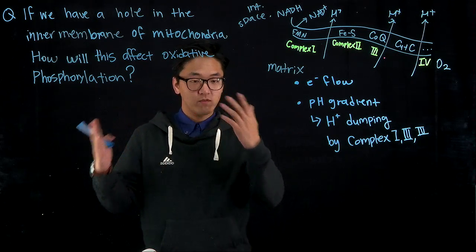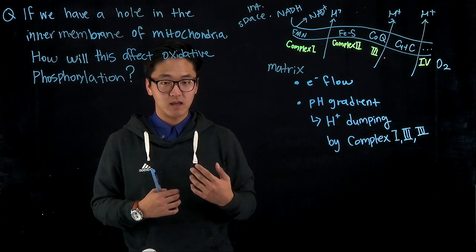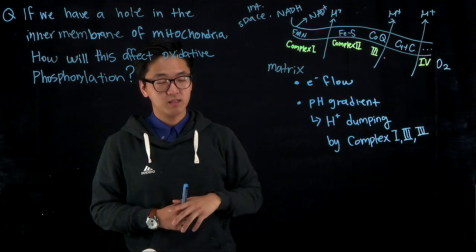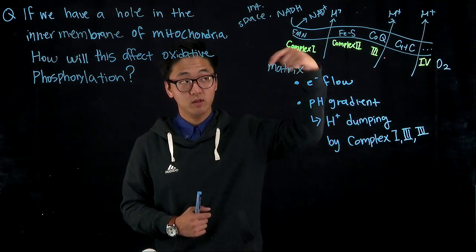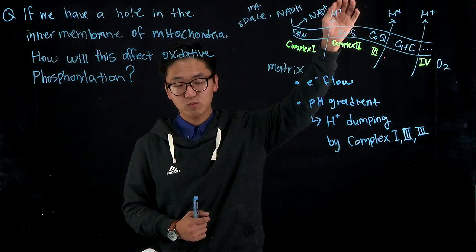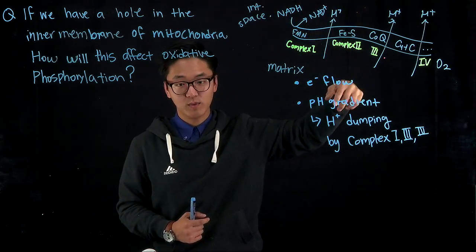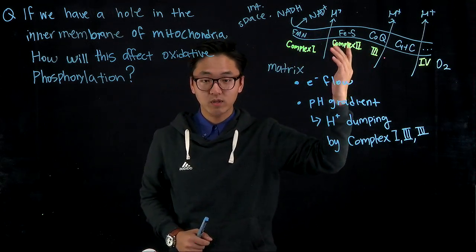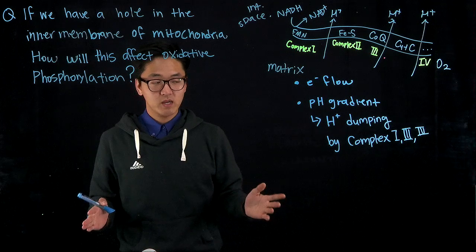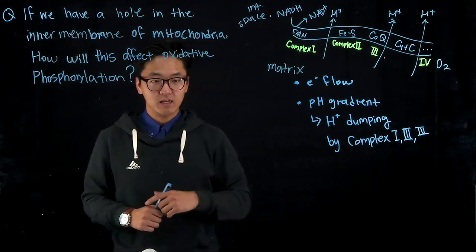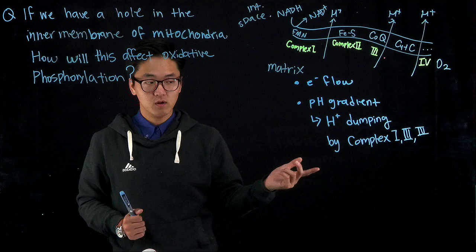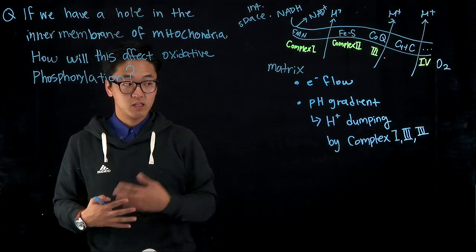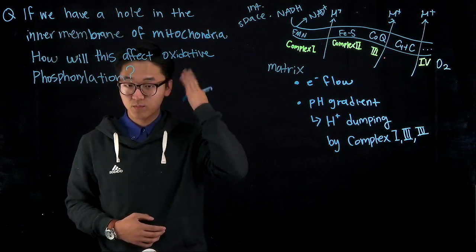So let's say that we have a hole, and that means we are actually destroying the pH gradient, because if we have a hole in our inner membrane, as we're dumping our protons, those dumped protons are going to come back into the matrix, because there's a huge difference in the concentration of protons in the intermembrane space and matrix. So if we destroy the pH gradient, electron flow will still go, but ATP will not be formed.